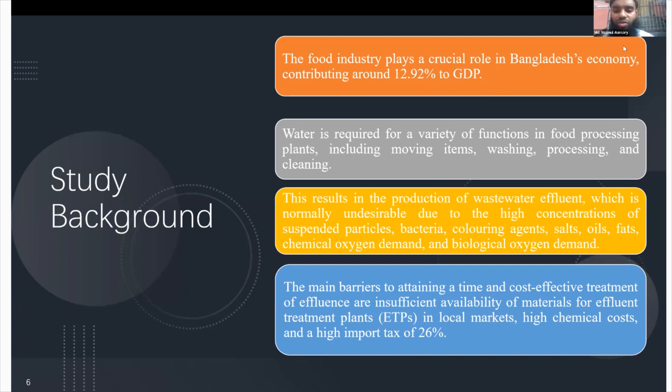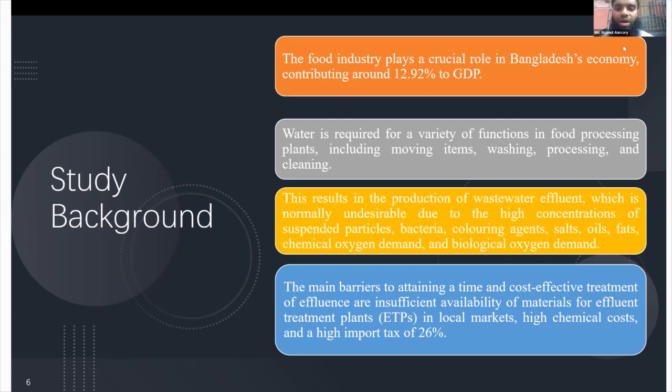The main barriers to attaining a time and cost-effective treatment of effluent are insufficient availability of materials for the effluent treatment plant in the local market, due to high chemical cost and high import tax, 26%.